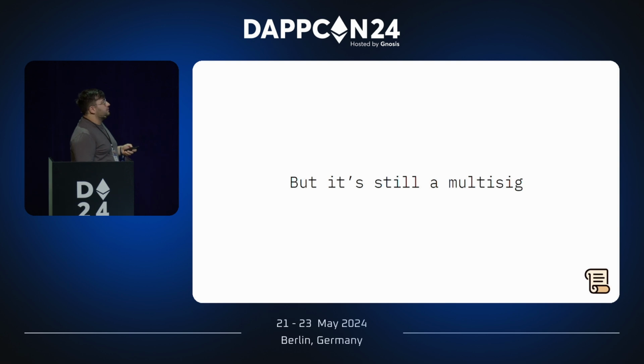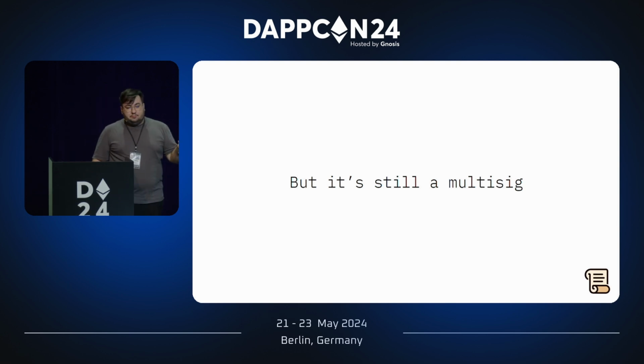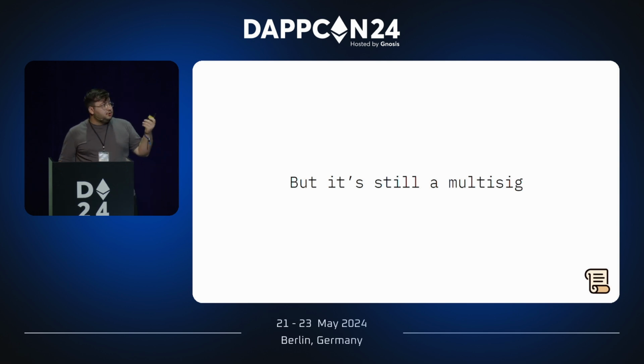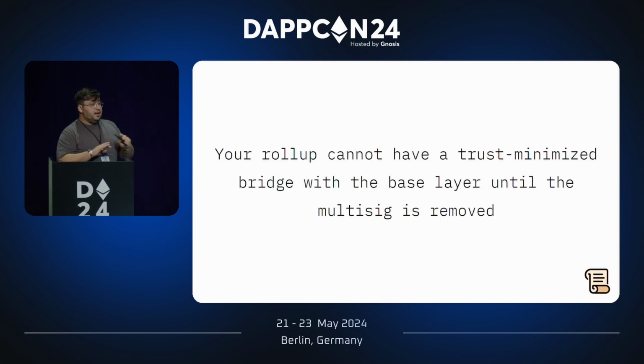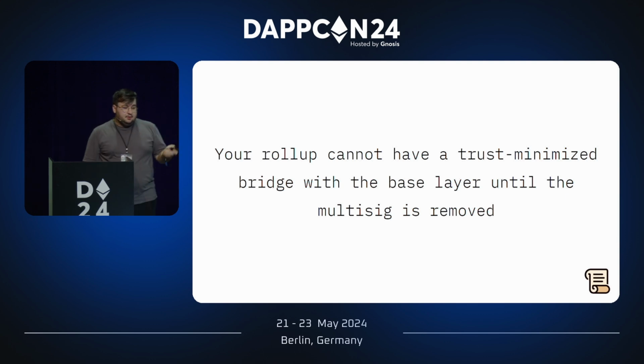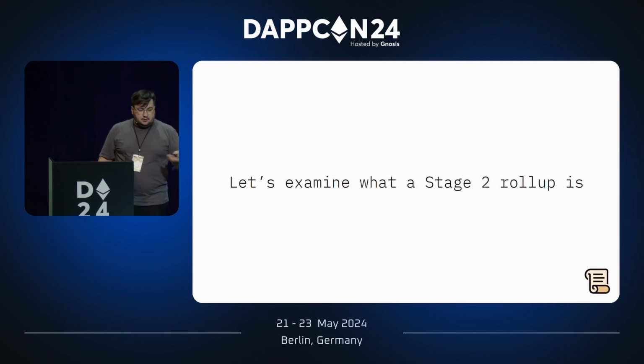Of course, you can argue that an external team might not be as easy to compromise as a bunch of team members, but it's still an honest majority assumption. So essentially, you have a rollup that has all the tech underneath that allows it to have a trust minimized bridge, but it cannot have a trust minimized bridge because you have that multi-sig working underneath.